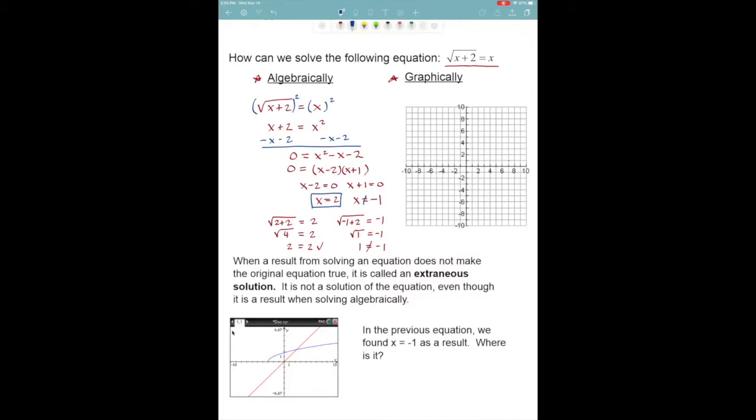What we're going to focus on here is we're going to take the left side of our equation and make a function out of it. We're going to make that y equals the square root of x plus 2. And then we're going to take the right side of the equation and make a function out of that. We're going to say that's y equals x. We're looking for what values of x would make that equation true.